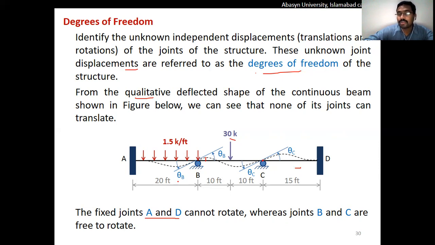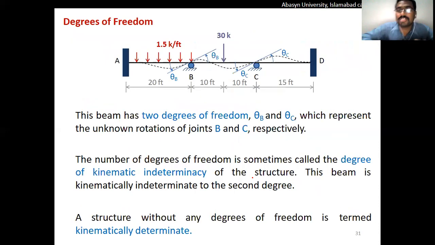The rotation at point B will be called theta B, and the rotation at C will be called theta C. So we have two unknown displacements, or a degree of freedom of 2, which are theta B and theta C. This beam has 2 degrees of freedom, the unknown joint displacements at points B and C respectively. This degree of freedom is also called the degree of kinematic indeterminacy.